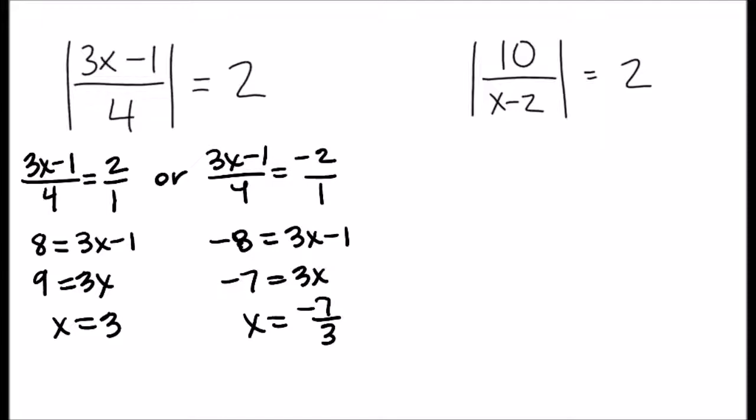All right. I want you to try the one on the right. 10 over x minus 2, absolute value equals 2. All right, give that one a shot. Make sure you're doing it right, but it seems like so far we're doing pretty good.